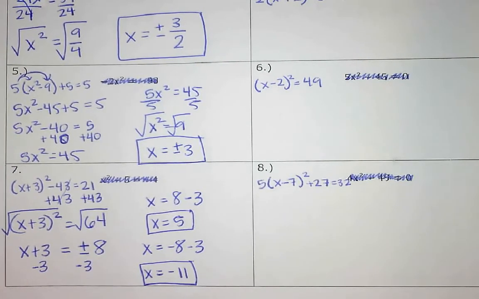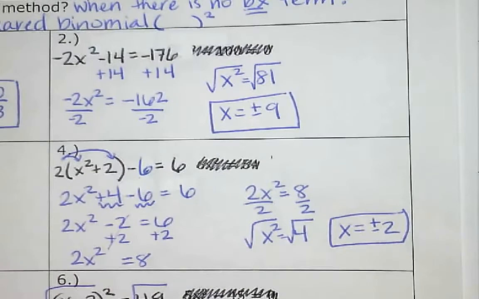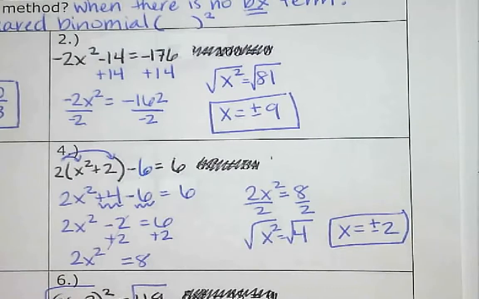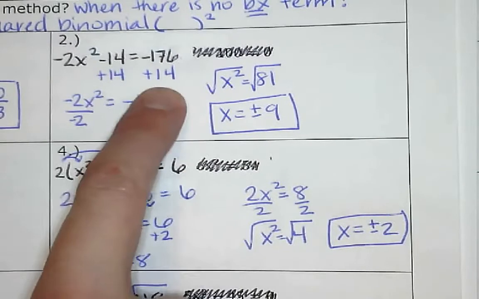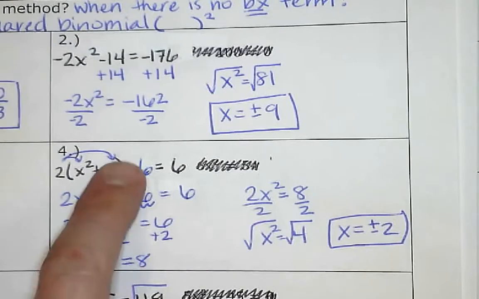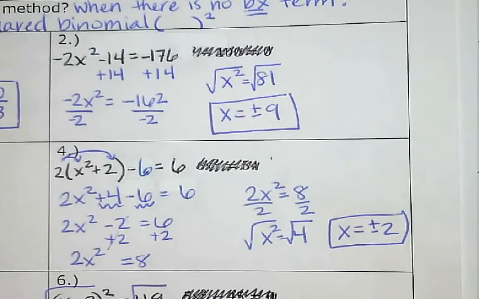All right, y'all, so these are the correct answers for numbers 2 and 4. We added 14 to both sides, then divided by negative 2. So we had x squared equals 81. You take the square root of that, and we have x is equal to positive 9 or negative 9. Now, guys, our plus or minus 9 is kind of the terminology we use there.